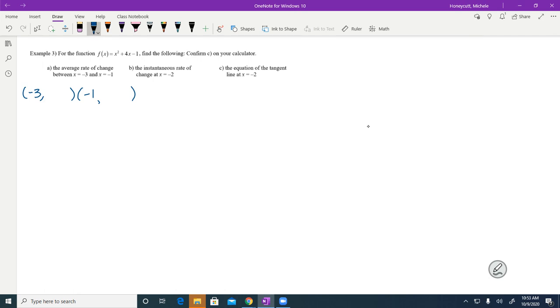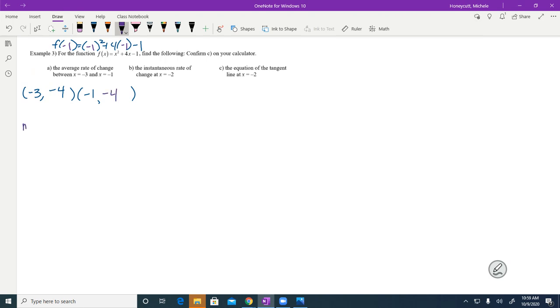To find the y, I'm going to substitute -3 in for each x. So I'll find f of -3 to be -3 squared plus 4 times -3 minus 1. So if you substitute in -3 for x, I'll get -4 for y. And then if I do the same thing, but instead substitute in -1, you end up getting -4 as well.